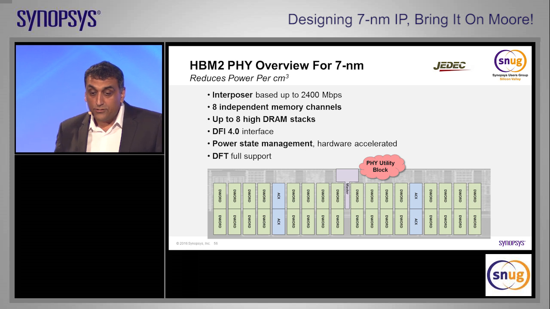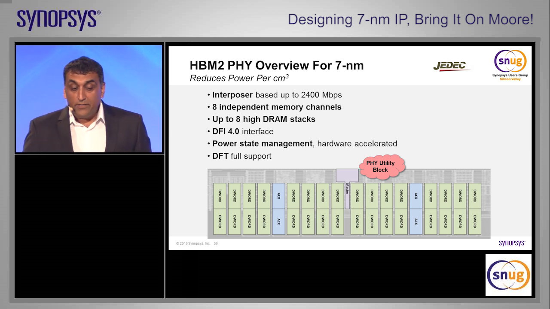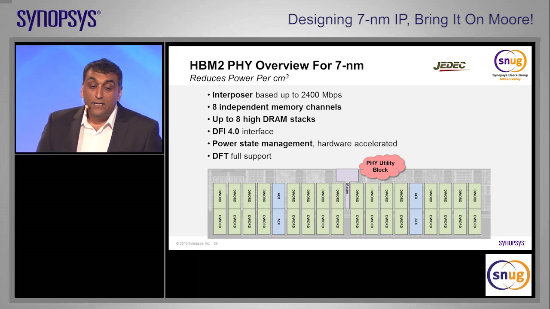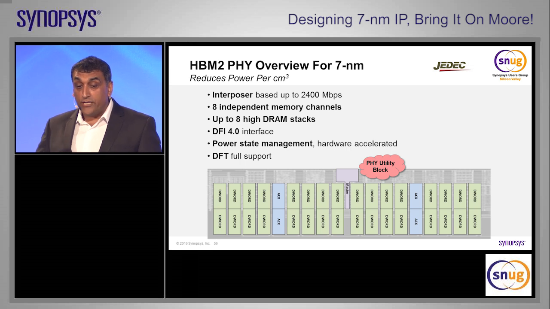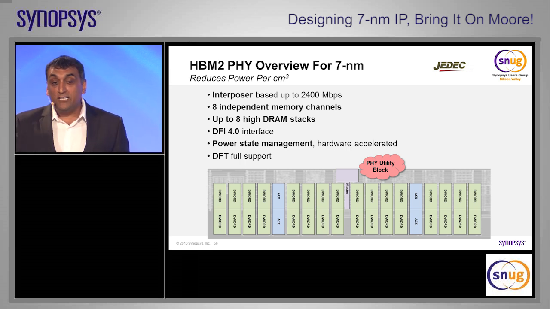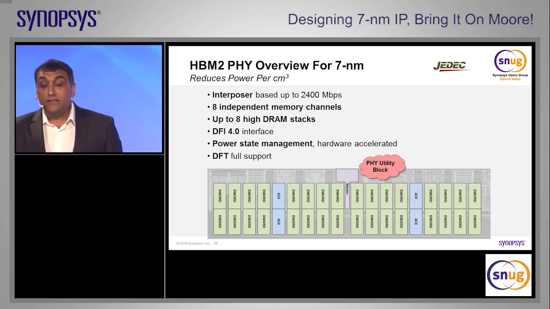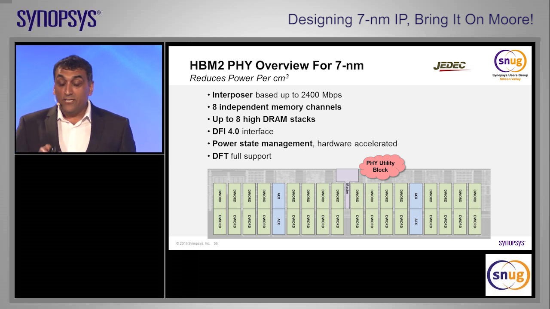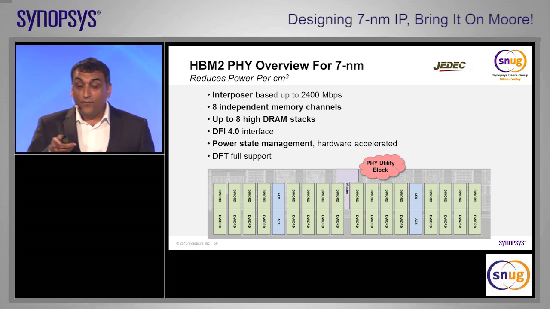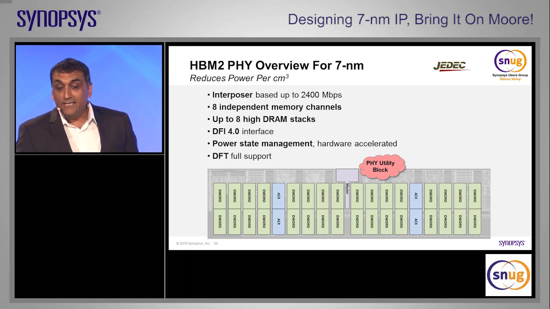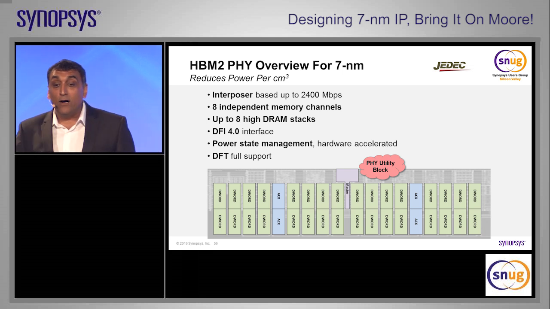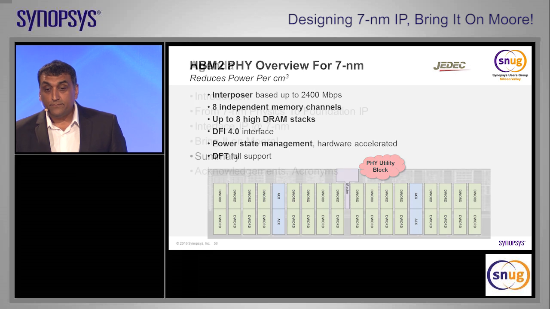There are power management modes. And the DFT is interesting because you can do at-speed loopback. You can do asynchronous bypass through the whole chain. It has digital and analog test point observability. And you have probe points for power delivery to allow wafer sort testing. So this thing has been designed for production. The key point is that it reduces power per centimeter cubed.